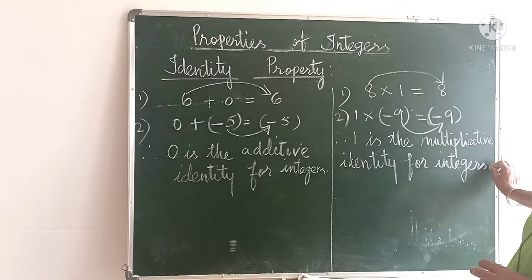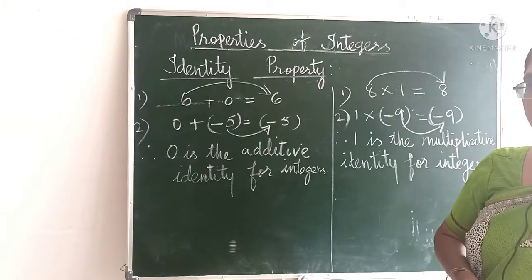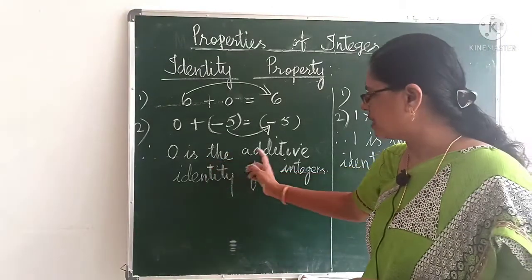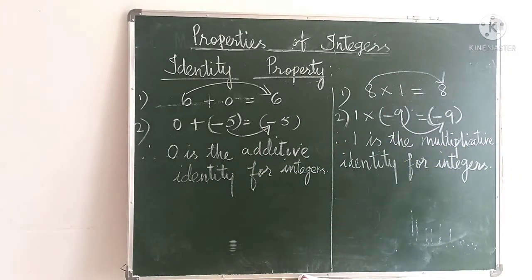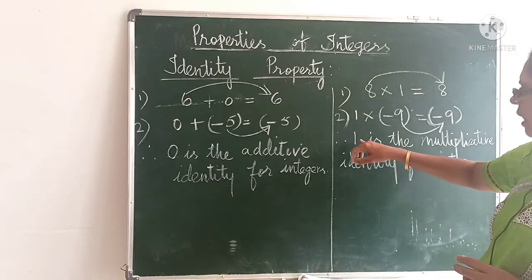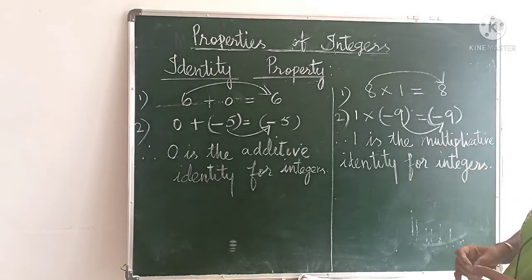Children, which is the additive identity for integers? Yes, 0 is the additive identity for integers. Which is the multiplicative identity for integers? 1 is the multiplicative identity for integers.